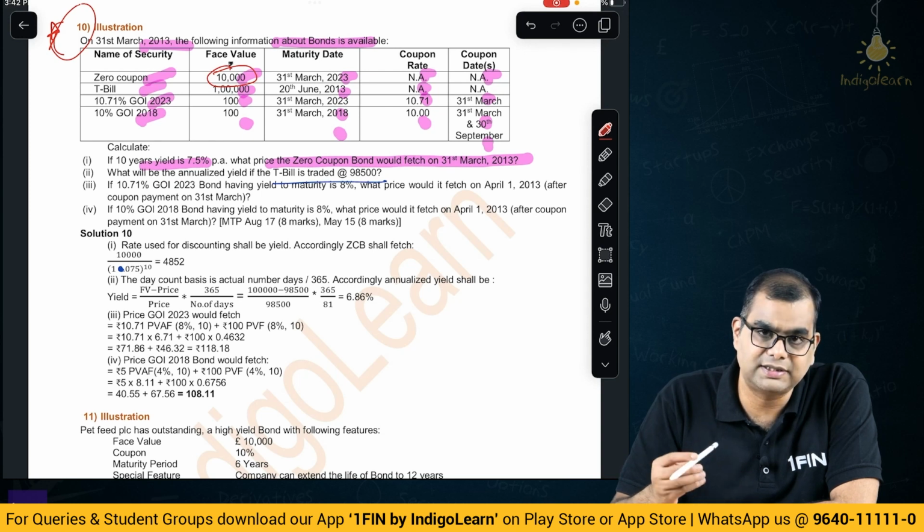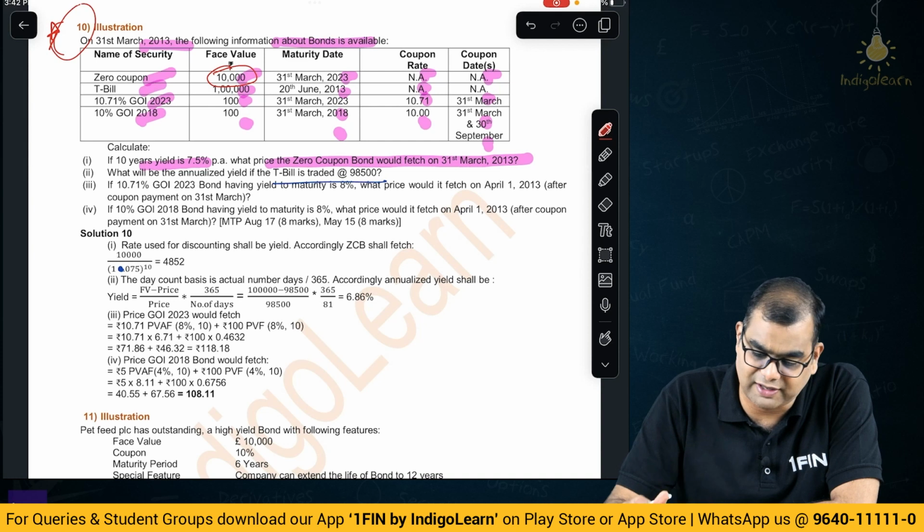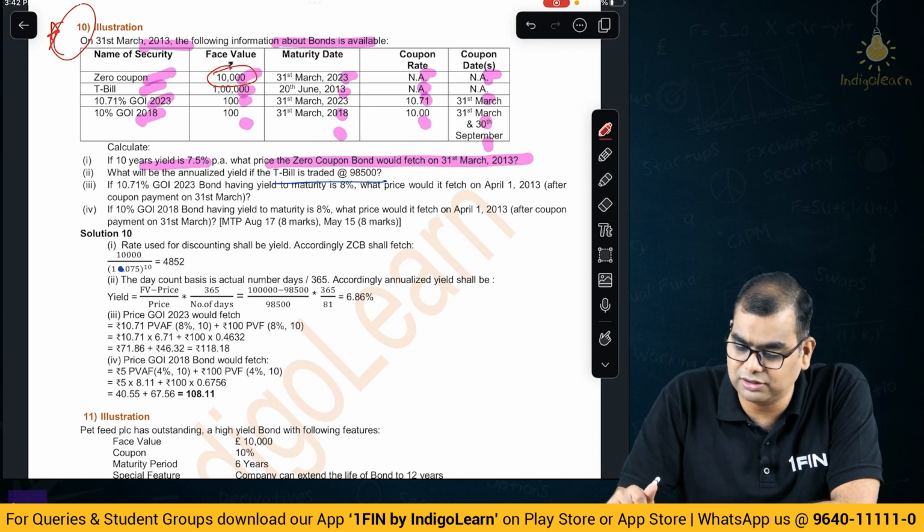So, in these 10 years, the maturity value will be 10,000. What is the price today? If the yield is 7.5%, it is simple. 10,000 divided by 1.075 to the power 10, that is 1, 2, 3, 4, 5, 6, 7, 8, 9, 10.